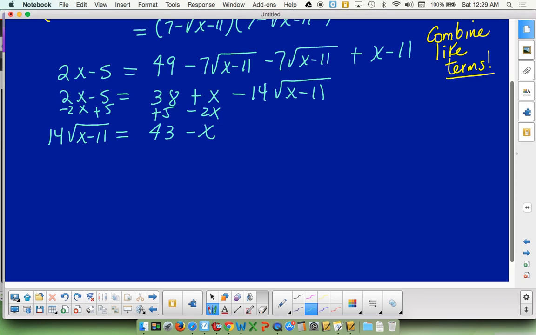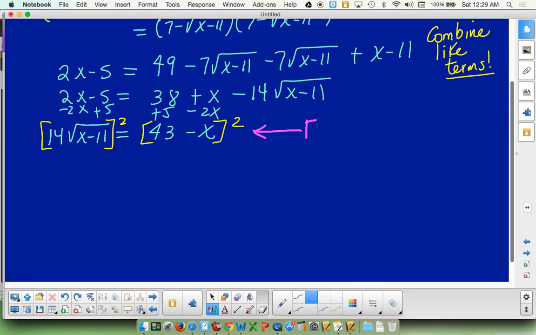Okay, now here's where problems vary from time to time. You have the 14 in front of this. Sometimes that coefficient will divide over to the other side and divide evenly. If it will divide evenly into every single term, not just one, but into all the terms, divide it. In this case, 14 doesn't divide evenly into 43. You do not want to make fractions. So we're going to leave it alone, and we're going to square both sides right here.